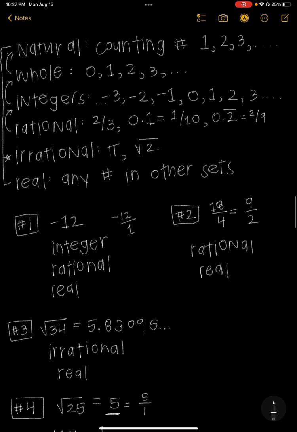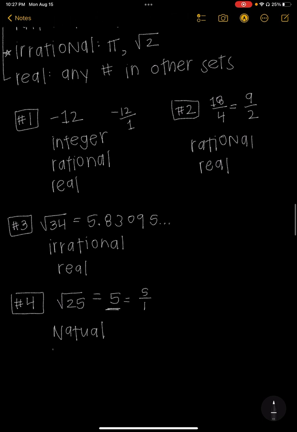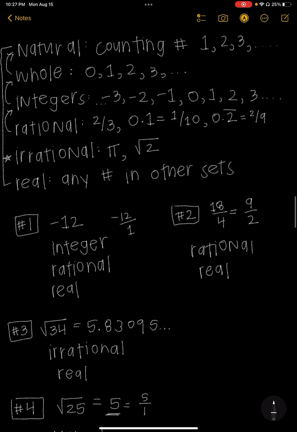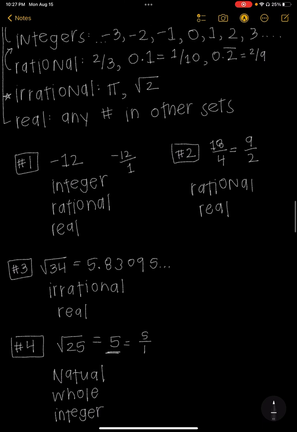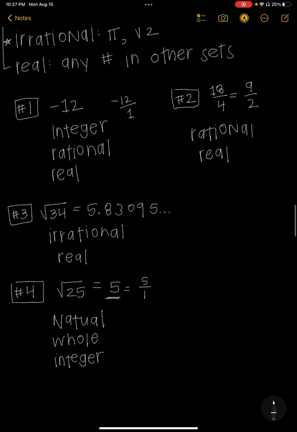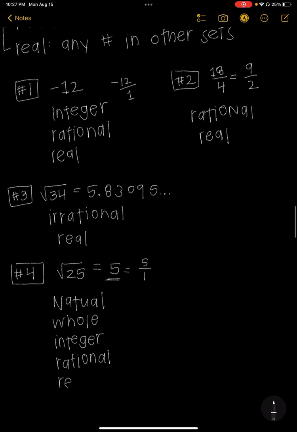And because it's natural, I also know that it's whole. And because it's whole, I also know it's an integer. And because it's an integer, I also know it's rational. Because it's rational, I also know it's real. And those are all of the sets that the number 5 belongs to.